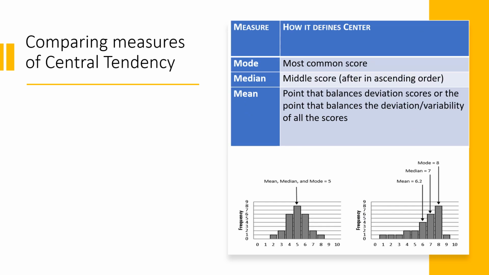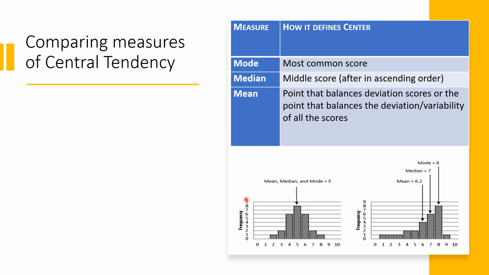Now, as I indicated, you have 3 different ways of representing center: the mode, the median, and the mean. And the way they define center is somewhat different. The mode defines center as the most common score. The median defines it as the middle score. And the mean defines it as the point that balances distances from the mean above and below the mean. Or, in other words, it balances deviation scores. And I'm going to explain that more in the next couple slides.